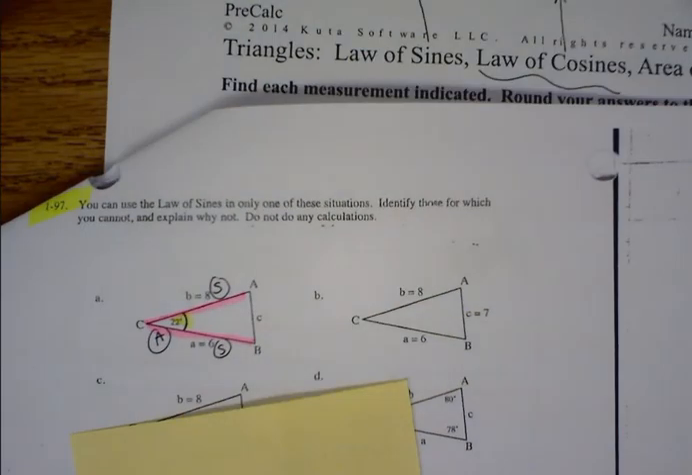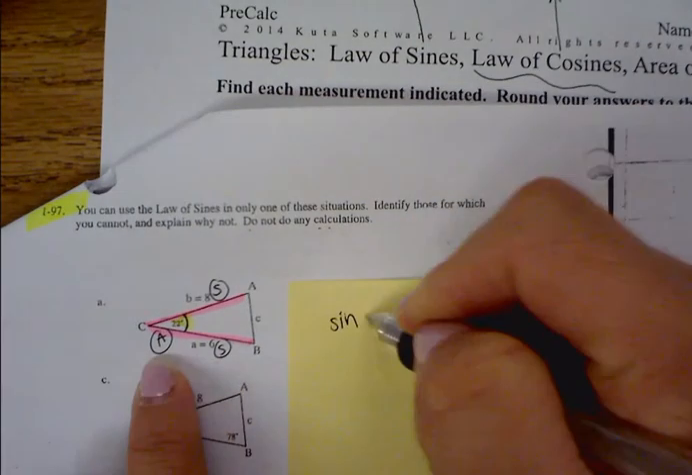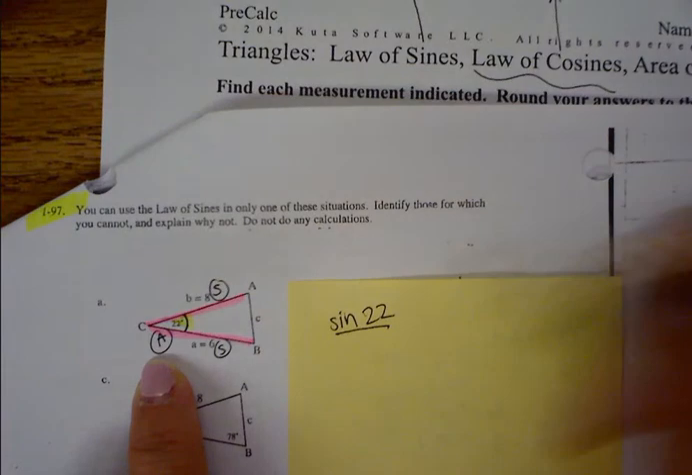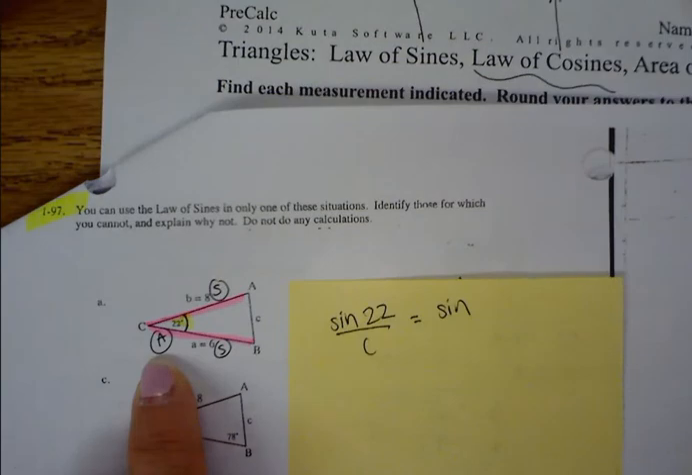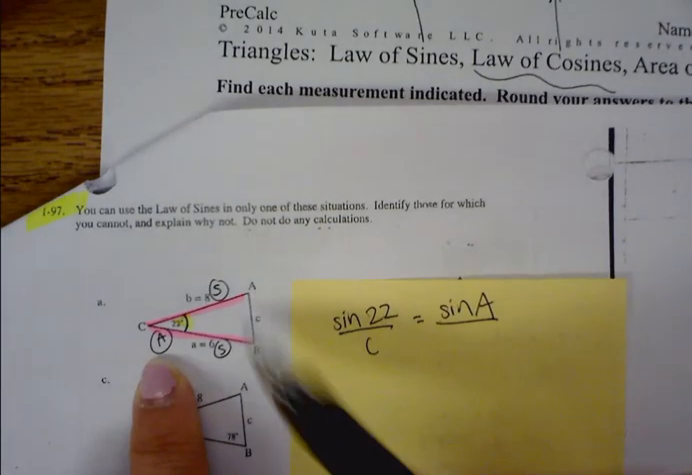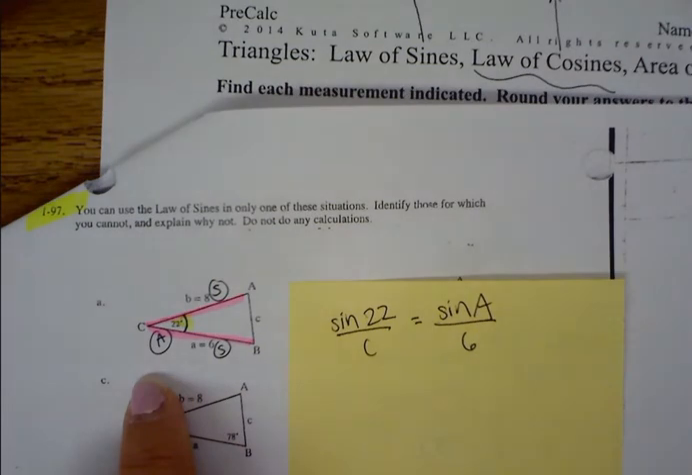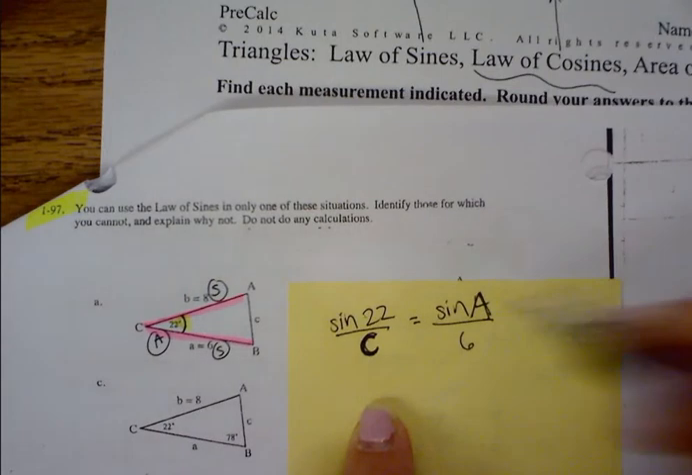So what do we have here? SAS. Right? SAS is not going to work for law of sines. If I were to try it, I'd have to do sine of 22 over C equals sine of what? Do I have any other angles? Let's say I do sine of A over 6. But what's the problem with this? I have two variables. I have an unknown C and an unknown A. Can I solve if I have two unknowns? No, so I can't use that one.